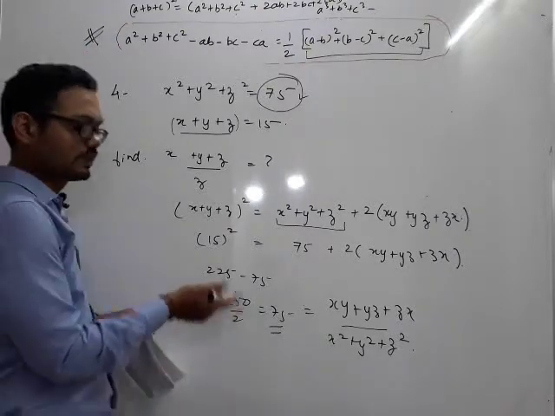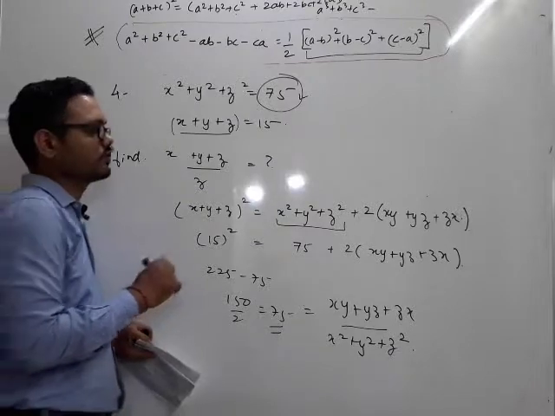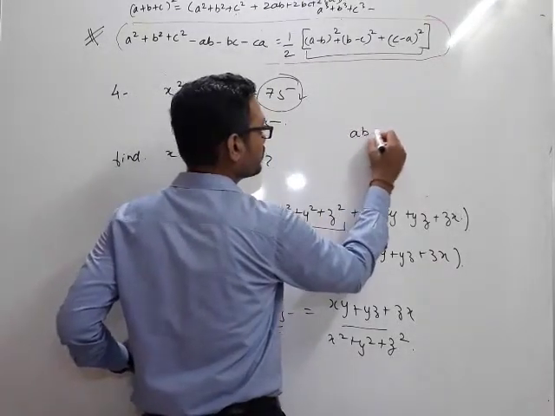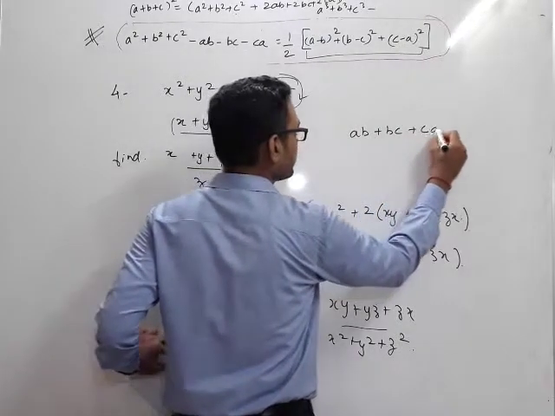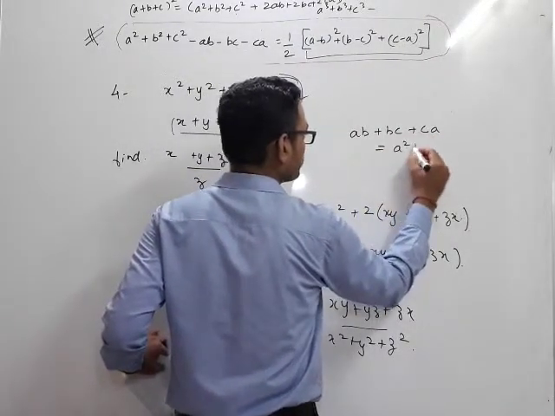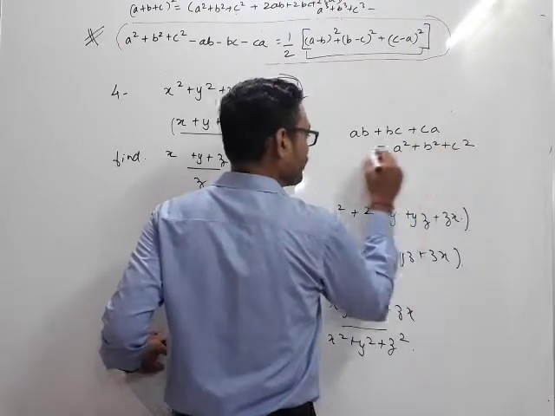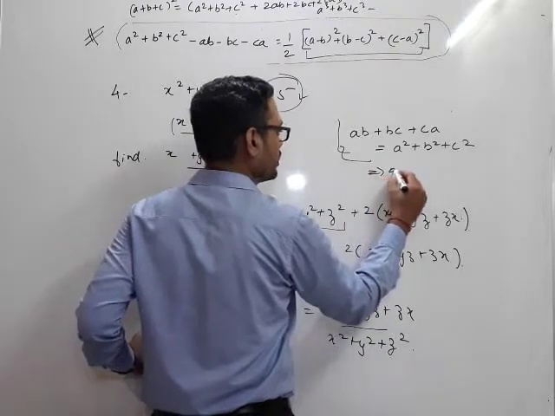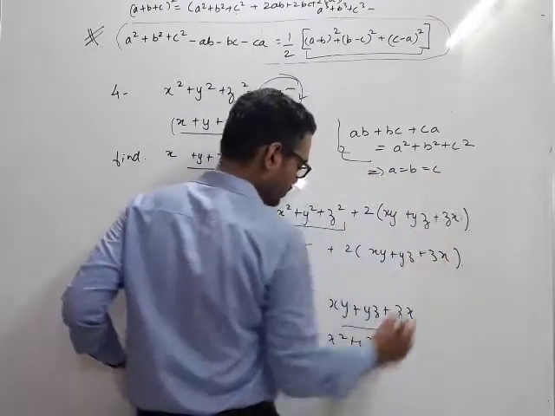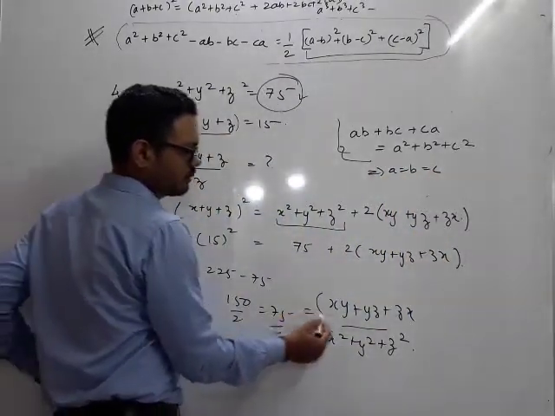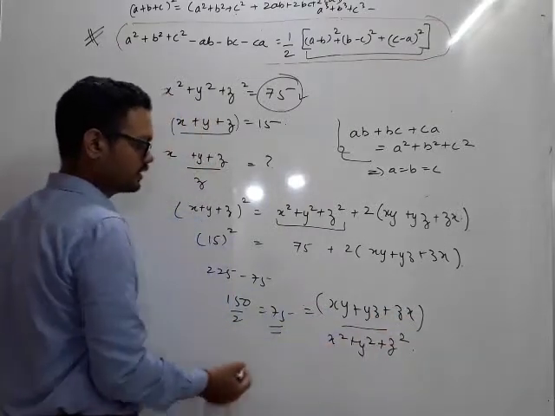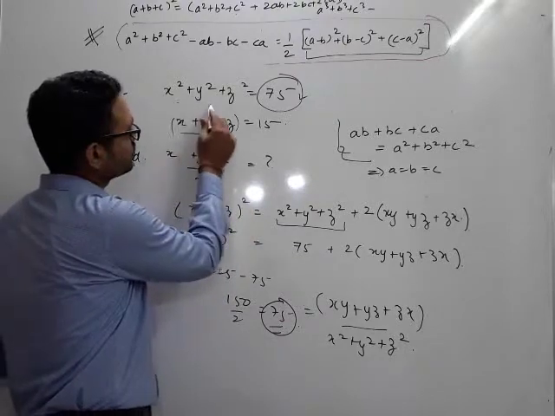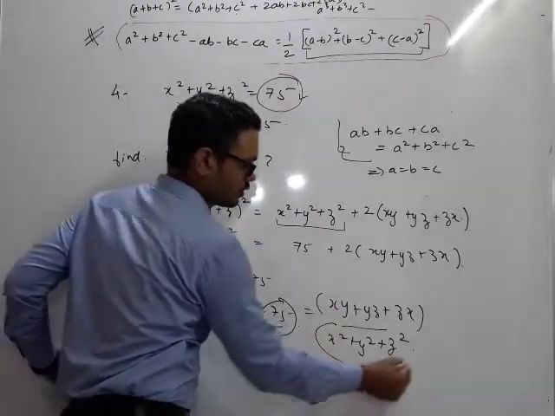Which was in the previous question, if you would have seen there, AB plus BC plus CA was equal to a square plus b square plus c square. Whenever you see such a term, it implies a equals b equals c. So similarly, xy plus yz plus zx has come to 75, which is also equal to x square plus y square plus z square.